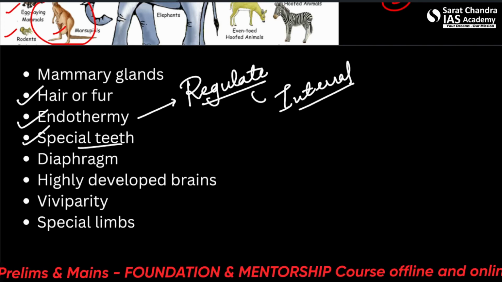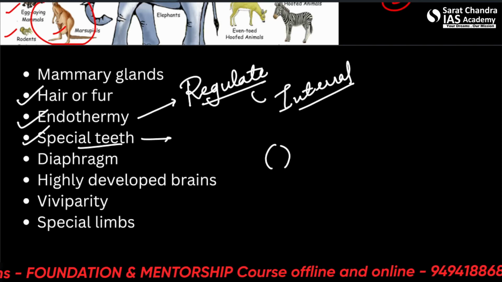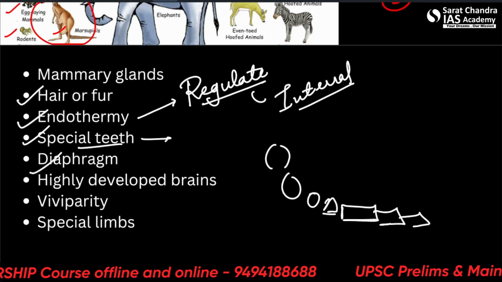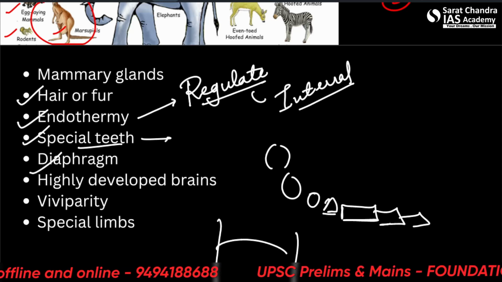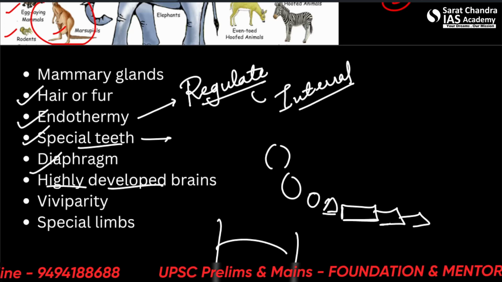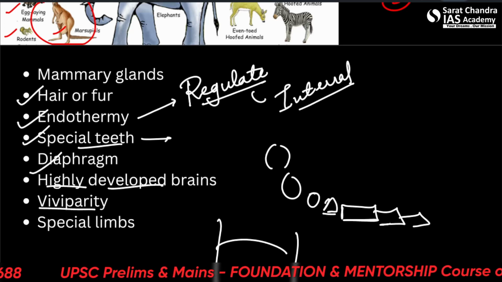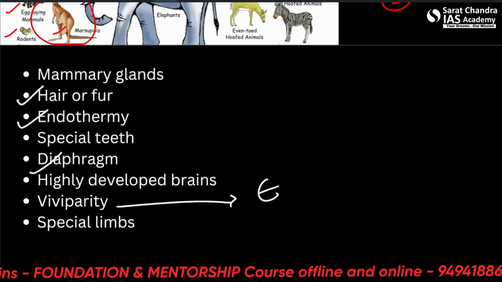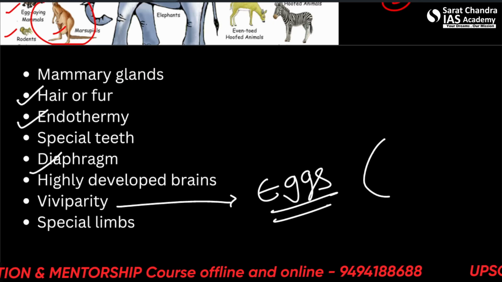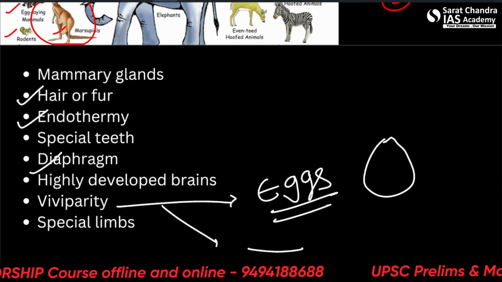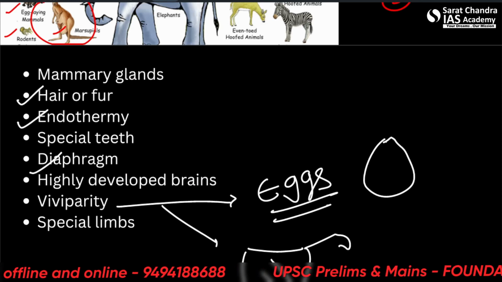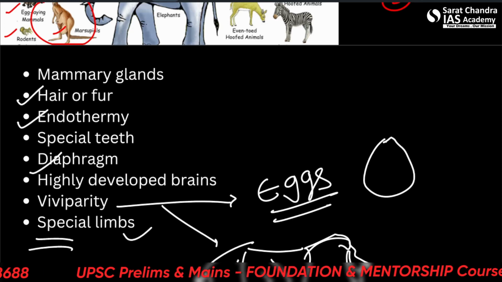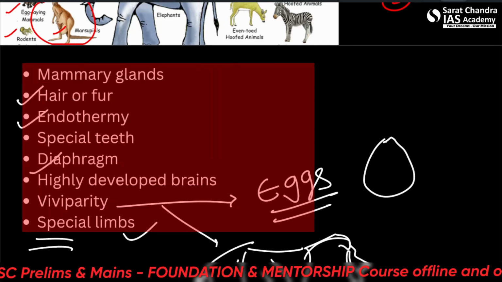Then there are special teeth, such as we see in ourselves: incisors, canines, premolars, molars. There is a diaphragm that helps us breathe. There are highly developed brains which help us process information. There is viviparity. Viviparity means that mammals give birth to live young. They do not lay eggs. The child is developed directly in a uterus. Then there are special limbs for various functions.